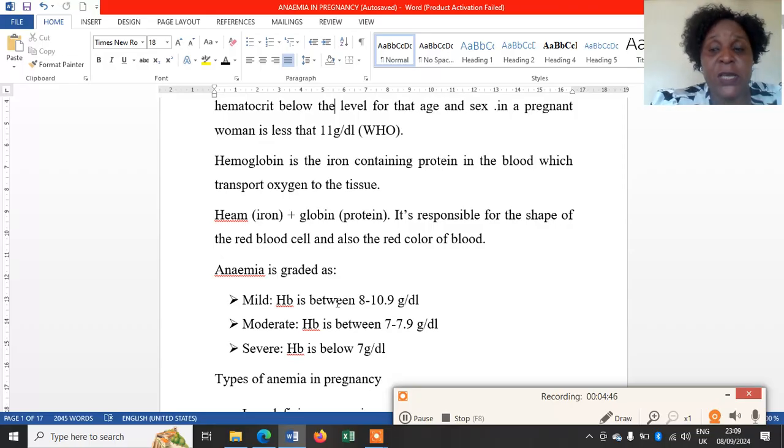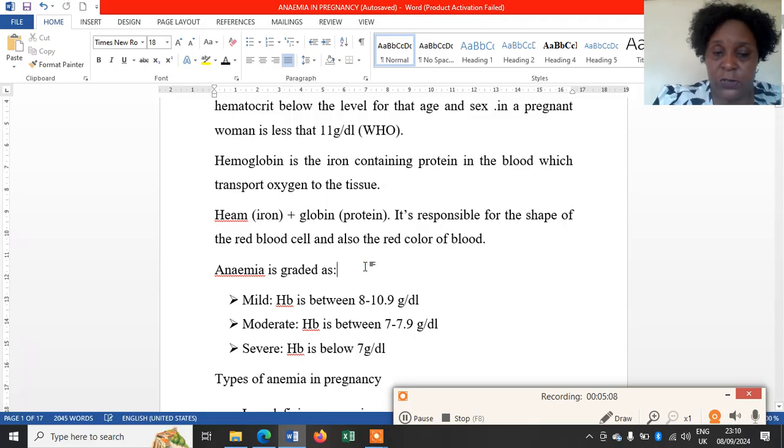When we talk of moderate anemia, it is hemoglobin between 7 to 7.9 grams per deciliter. And then severe anemia would be graded as any hemoglobin level below 7 grams per deciliter.